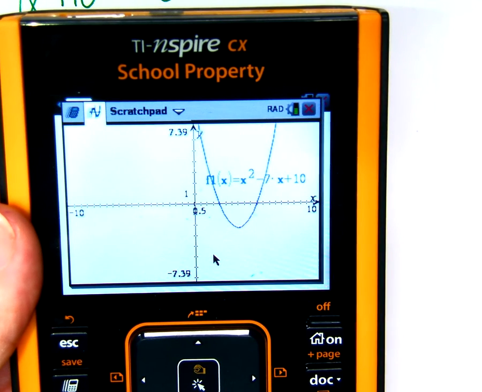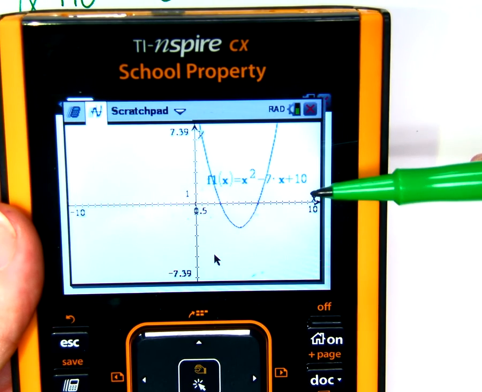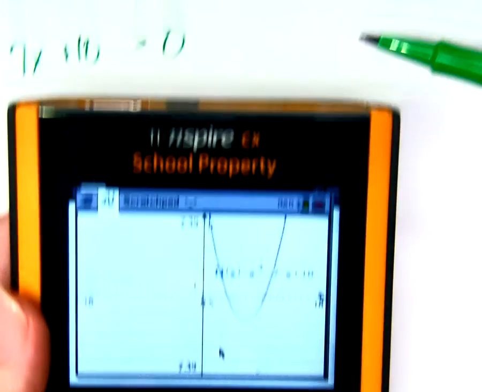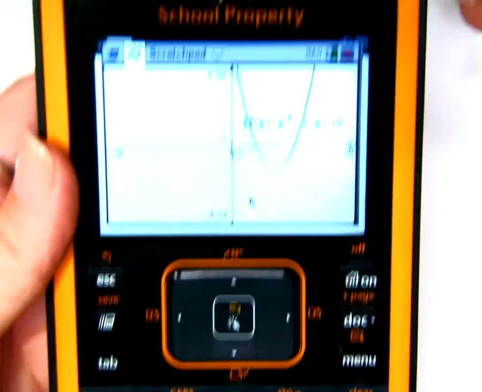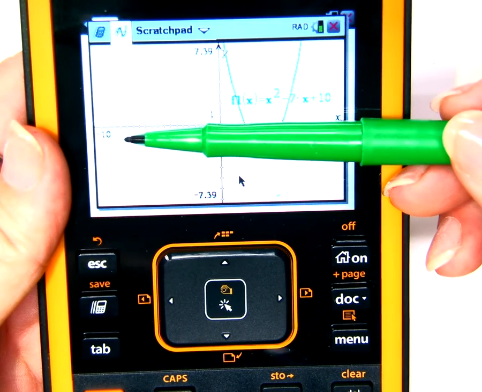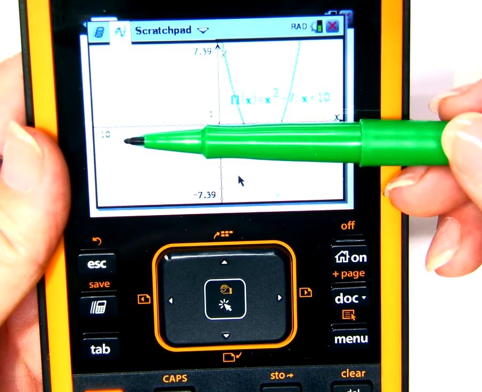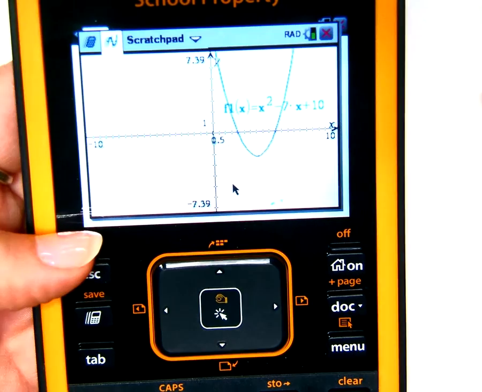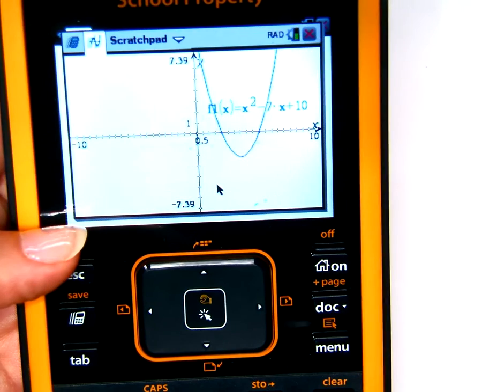Now, here's the thing about it. If I tell you that this is an inequality now, and I want everything that's greater than 0, isn't it everything that's above the x-axis? Isn't that greater than 0? So what we have to figure out is, what does that mean for our answer?